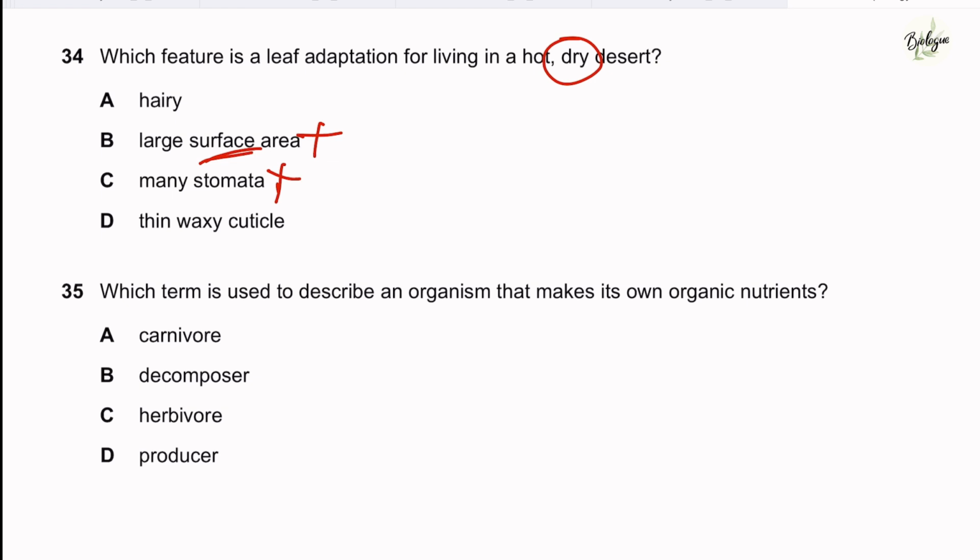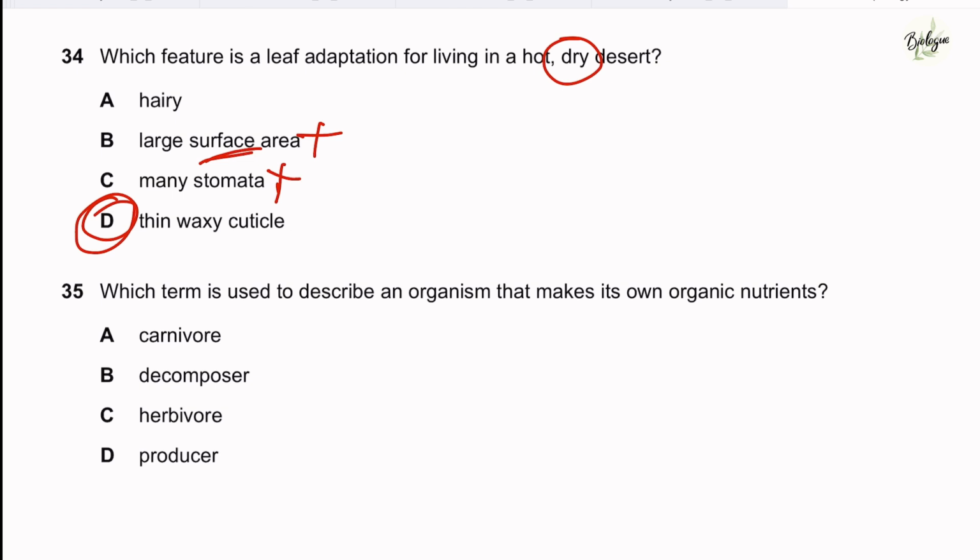Thin waxy cuticle. Okay, thin waxy cuticle. I do think this is the answer. Hairy does not seem very convincing to me, so I do think it is D. But actually, upon checking the mark scheme, what the mark scheme says is the answer is A, which is interesting. So you guys can have a little bit of a discussion down in the comment section below. Why do you guys think it's A? I'll also have a look at potential reasons why and make sure I give an explanation in the comment section down below. So make sure you do check that out.